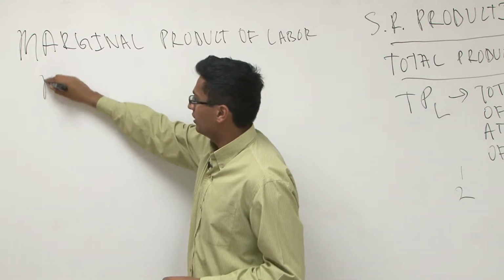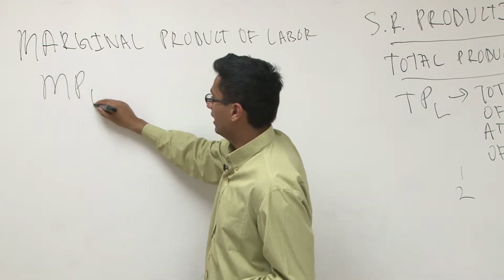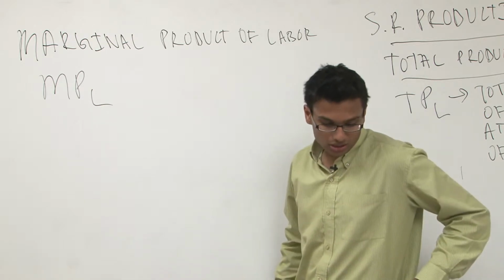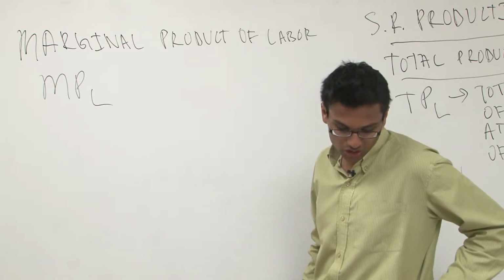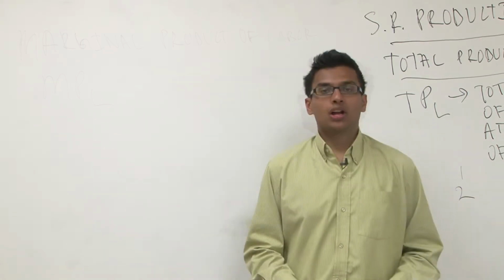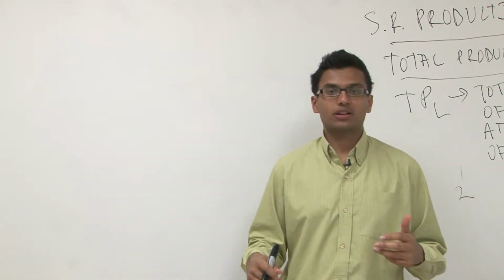And this is generally known as MPL. Again, M stands for marginal, P is product, L is labor. So MPL is defined as the change in total product resulting from a change in the labor input. All right, so we're moving on to the marginal product of labor.